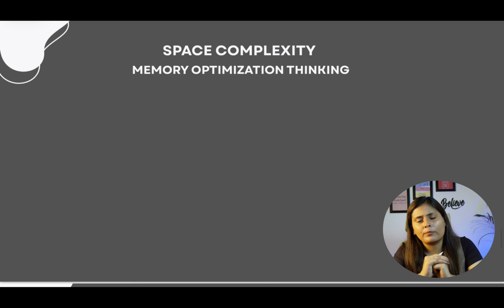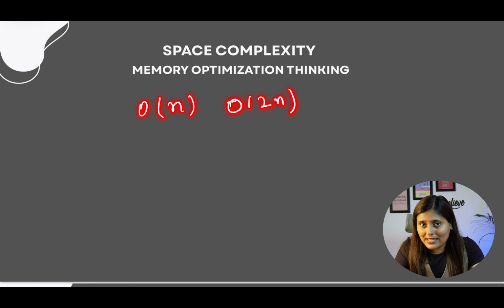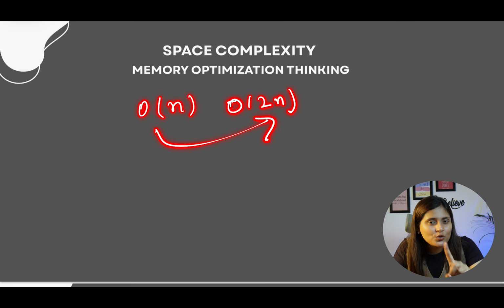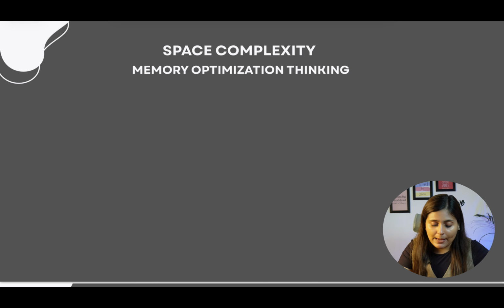Now what about space complexity? See, in time complexity, O of n and O of 2n might be the same. But in space complexity, if we are taking double space, it might be more costly, and hence you have to optimize in that case. We have already done multiple questions, but let's take a simple example.